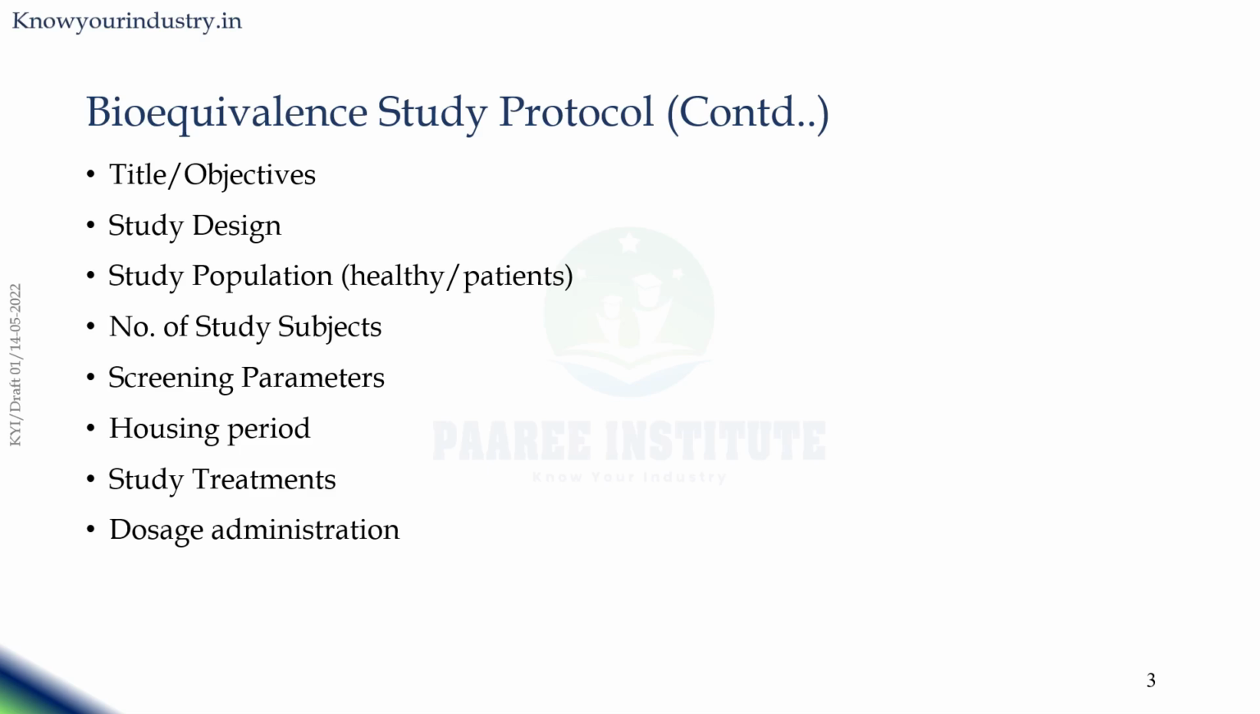Then the study population. Whether the study population is healthy or they are patients. Most of the bioequivalence and bioavailability studies are carried out in healthy human subjects, and sometimes in patients. Then the sample size, the number of study subjects. Some studies are carried out in 15 subjects, 16 subjects, 24 subjects. We do studies in 48 subjects, some studies more than 100 subjects. So this sample size needs to be mentioned in the protocol. How this sample size is calculated and what are the factors influencing the sample size, we will be seeing in a different section of this particular module.